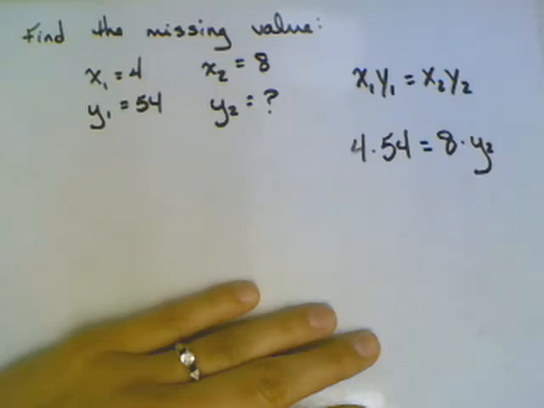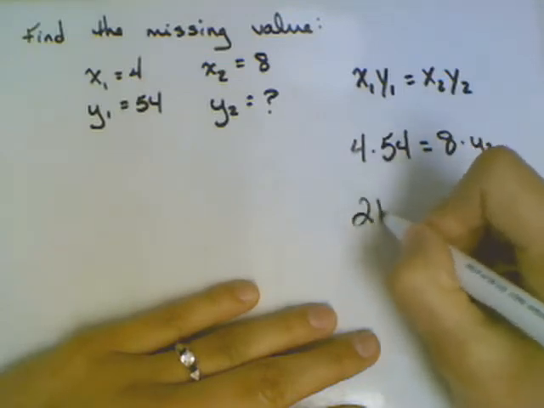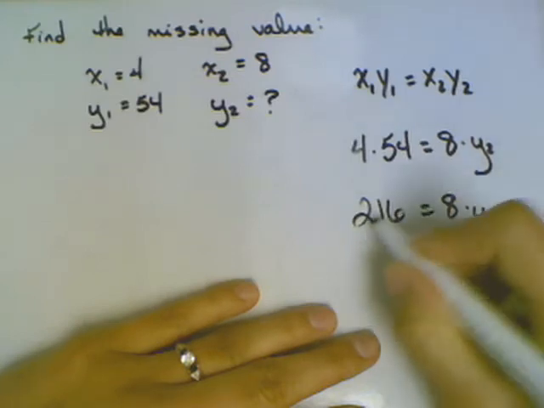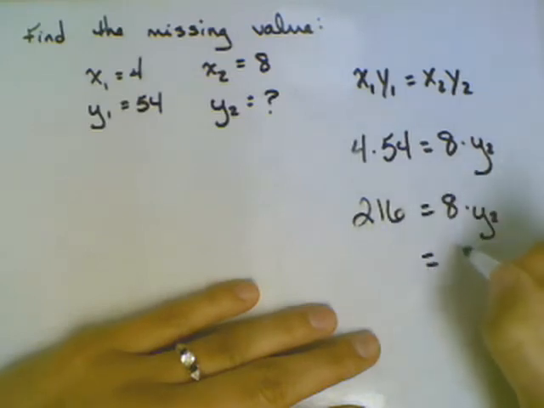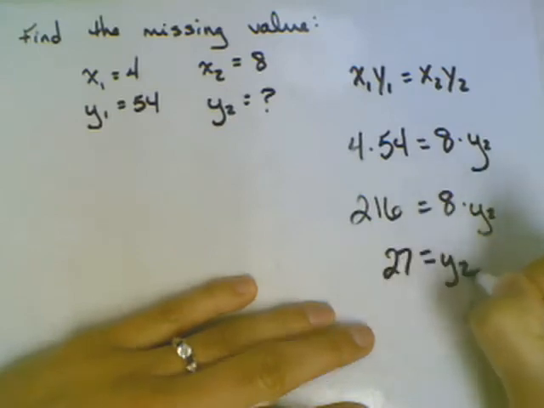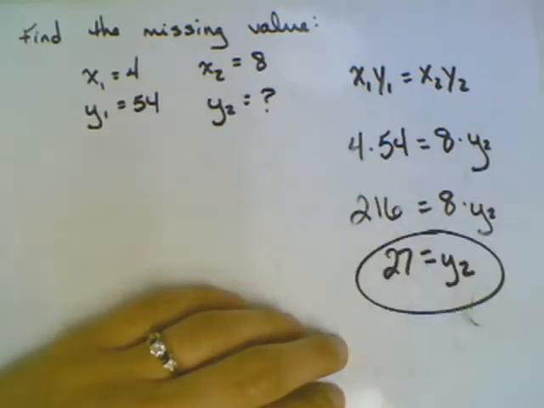All right, 4 times 54 is 216. So 8 times what is 216? If I divide both by 8, I'm going to get 27. Oop, 27 on this side. So y2 must be 27.